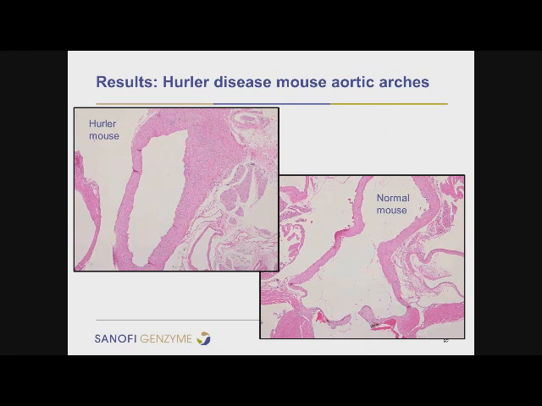We also wanted to look at the aortic arches for a similar reason, because that pathology was identified not only in the aorta, but all along that aortic arch in particular. On the right is a normal mouse, and this is actually the aortic valve cross-section here, which is kind of cool. And then on the left is the Hurler mouse. You can see that the thickness of the wall is very different and much more cellular.